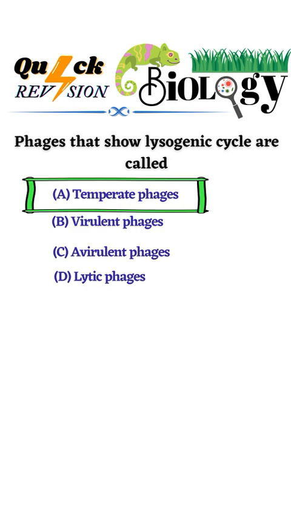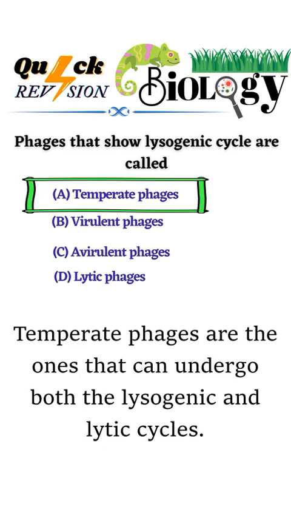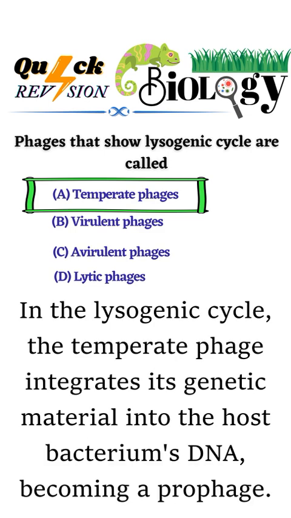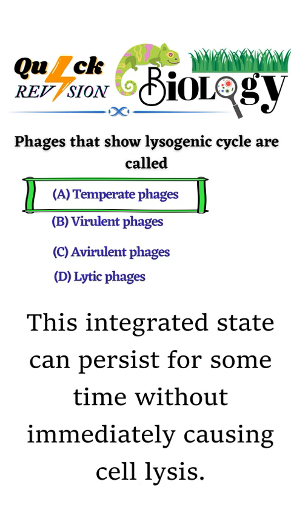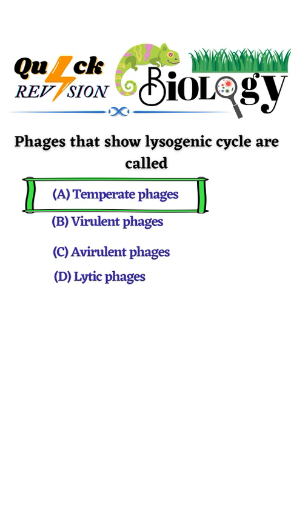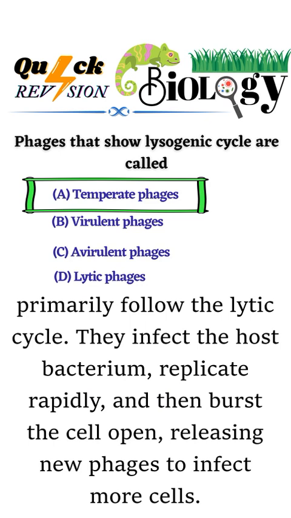Temperate phage. Temperate phages are the ones that can undergo both the lysogenic and lytic cycles. In the lysogenic cycle, the temperate phage integrates its genetic material into the host bacterium's DNA, becoming a prophage. This integrated state can persist for some time without immediately causing cell lysis. On the other hand, virulent phages, mentioned in option B, primarily follow the lytic cycle. They infect the host bacterium, replicate rapidly, and then burst the cell open, releasing new phages to infect more cells.